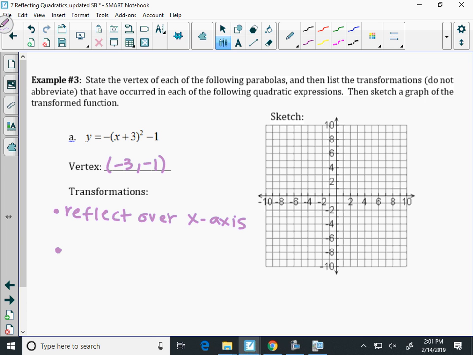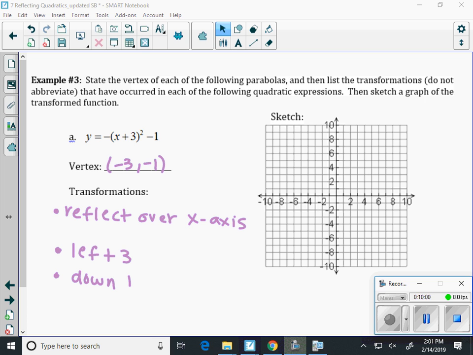And then keep going. On the inside, we're adding, that means opposite. So we're going to go left 3. And then we're subtracting on the outside, so that means we're going to go where? Down 1. So then we can just do a rough sketch right now. Later on, we'll get into more serious sketching where you have to shift. But right now, we're just going to do a rough sketch.